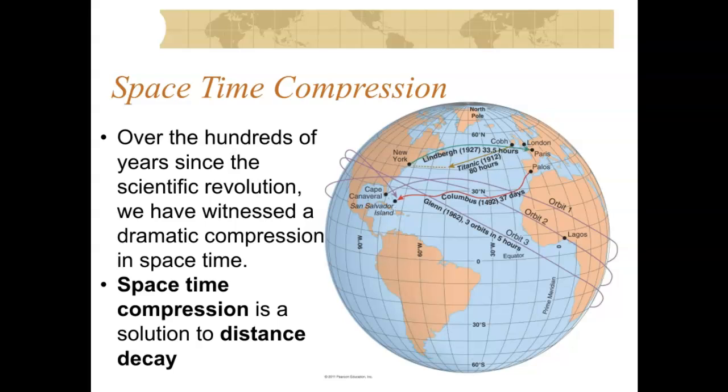Space-time compression is the solution to distance decay. So let's talk about that aunt again that we were discussing earlier. 40 years ago, the distance decay between you and your aunt who lives in Colorado was pretty significant. But due to technology, being able to text, email, call, that space-time is compressed and distance decay is at a minimum.